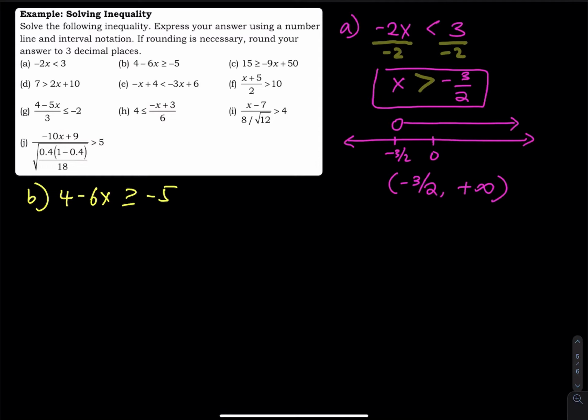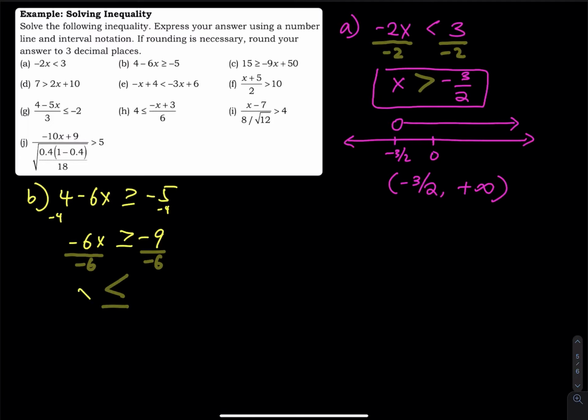And then in part B we have 4 minus 6x greater than or equal to negative 5. First, we subtract 4 on both sides, minus 4, minus 4. So negative 6x is greater than or equal to negative 5 minus 4, which is negative 9. And then you divide both sides by negative 6.